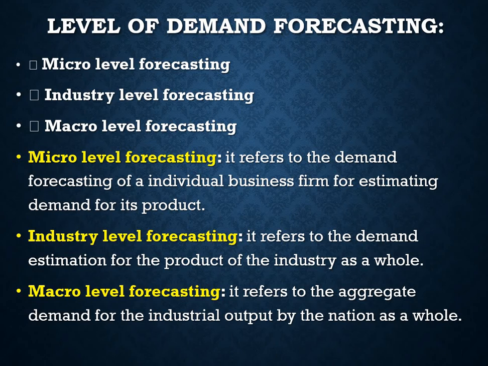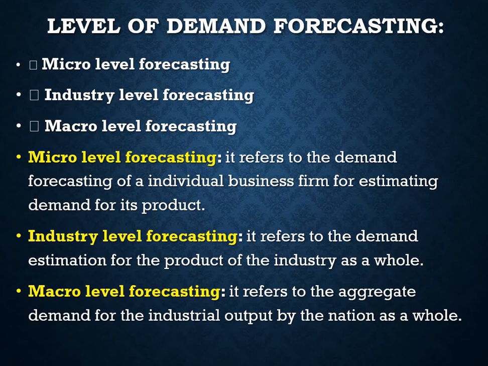Next is industry level forecasting. It refers to the demand estimation for a product of an industry as a whole. If the forecasting takes place about a particular industry, for example the automobile industry, then in this automobile industry all cars will come, Honda, Hyundai, Audi, everything. The entire automobile industry comes under that, correct? If you make such an industrial prediction, then it is known as industry level forecasting.